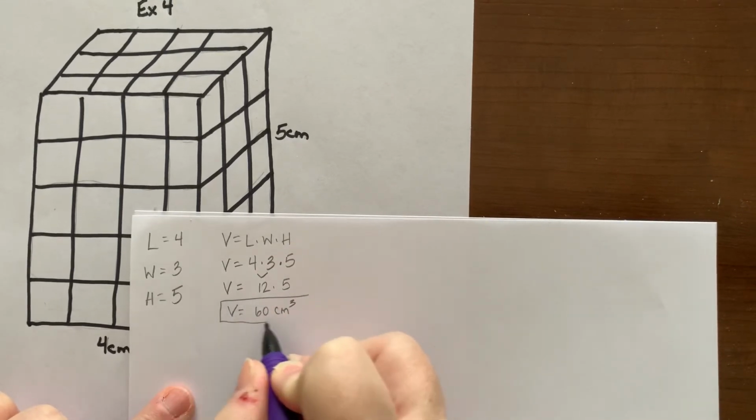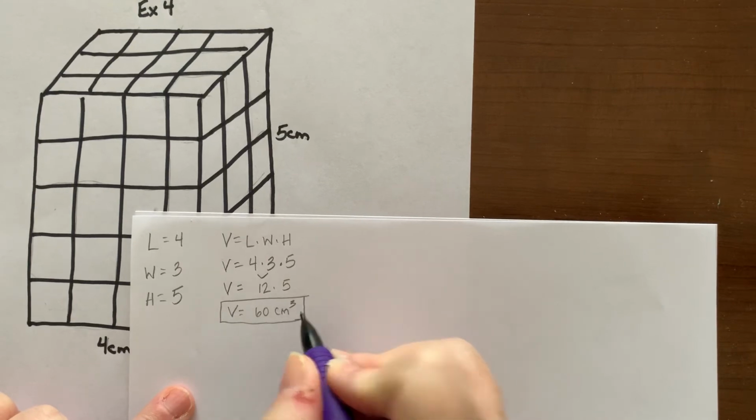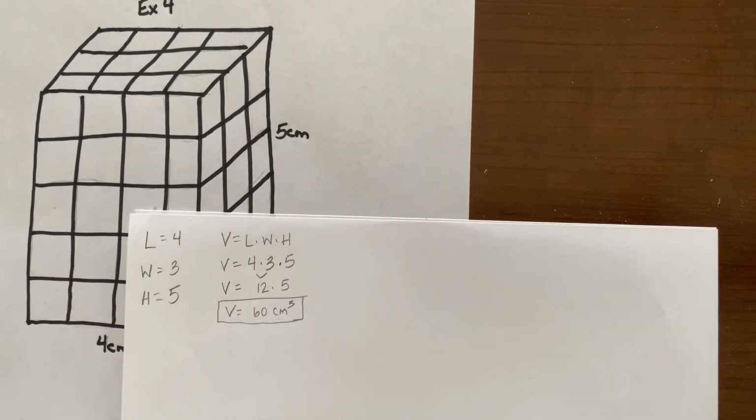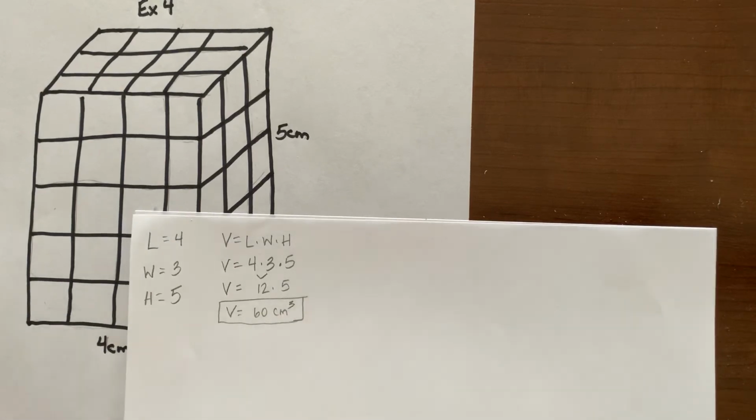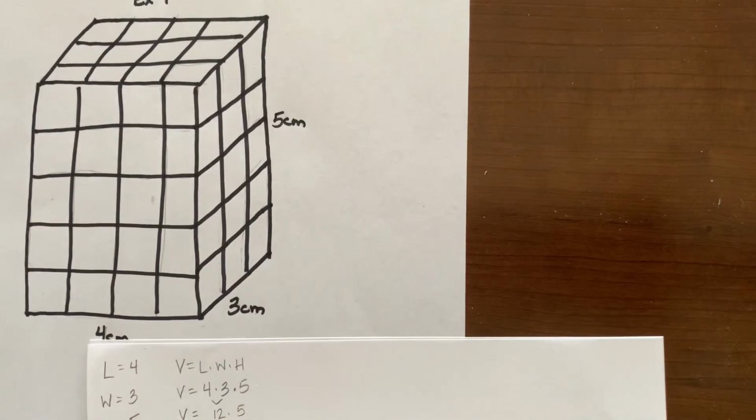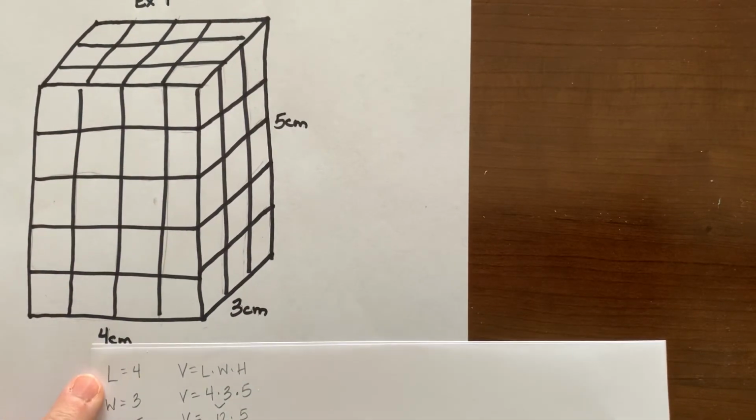All the ones I picked happen to be centimeters, but they aren't always. Sometimes they're meters or feet or miles. So 60 centimeters cubed. So that means that if I could open the top of this figure up and fill it up with cubes, it would take 60 cubes that are each 1 centimeter by 1 centimeter by 1 centimeter.